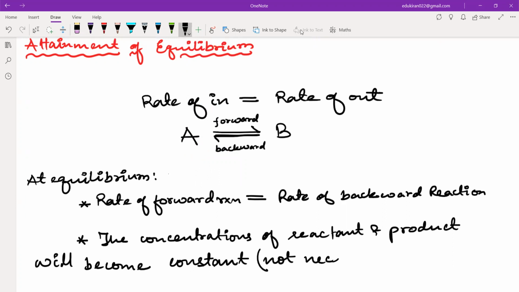Not necessarily equal. Okay, not necessarily equal. Write this down. Let me know if you're done. Then we will plot both of these things in a graph.